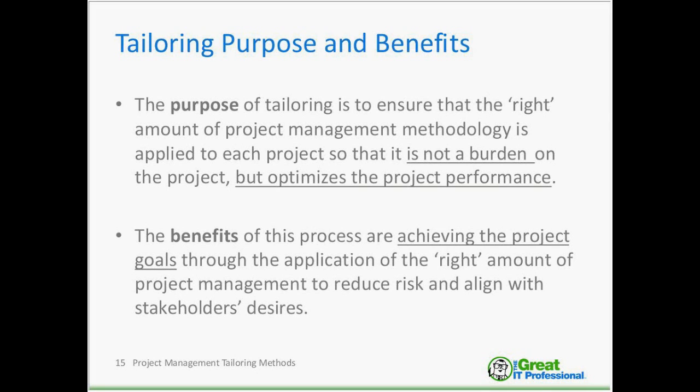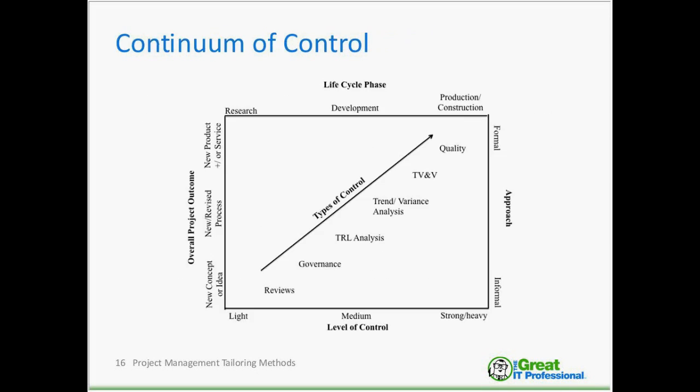So when we think about tailoring for projects, a significant driver of process scaling will be the controls that are required. I use this simple model to sort of demonstrate the types of controls and when you might find them being used in a project. So walking around sort of the outside, you can see the overall project outcomes might be something such as a new concept or an idea, a new revised process, or a new product or service.